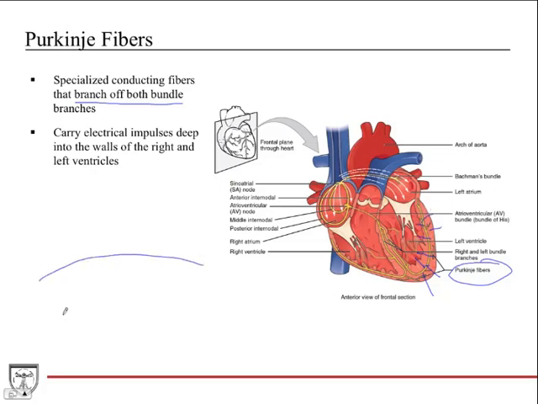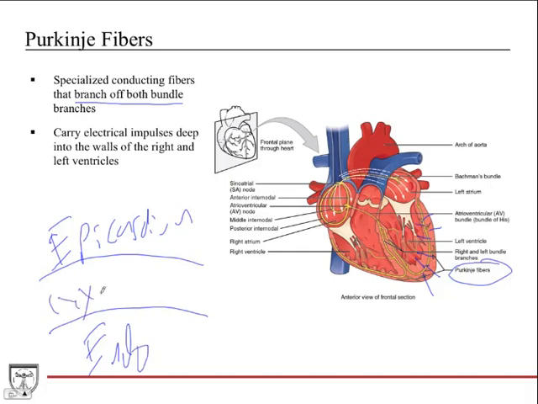So if this was the epicardium up here, and then the endo down here, endocardium, and then you have the myo in here. So if you have the bundle branch traveling through here, the Purkinje fibers are going to take the impulse deep into the tissue.